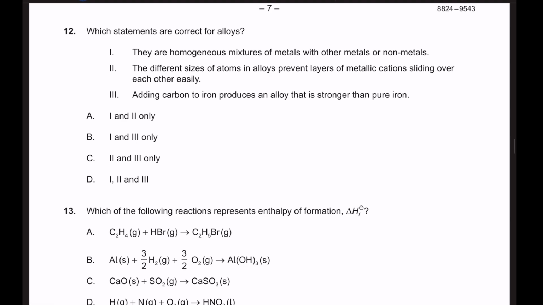Next. Which statements are correct for alloys? Okay, they are homogeneous mixtures of metals with other metals or non-metals. This is correct. Different sizes of atoms in alloys prevent layers of metallic cations from sliding over each other. This is how the strength of alloys is greater than that of the metals. So the second one is also correct. And adding carbon to iron produces an alloy that is stronger than pure iron. That is your steel. So 1, 2, 3, all of them are right. So the answer should be option D.